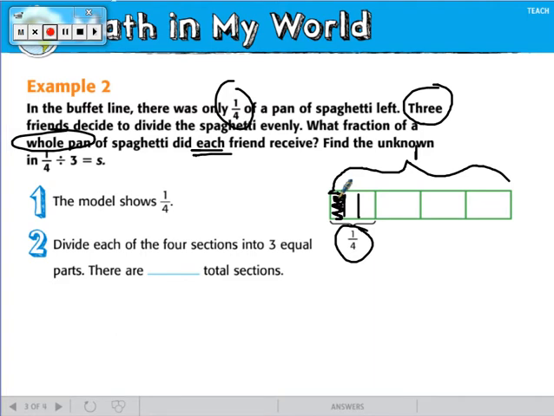Now, if I broke the quarter into thirds, what do I have to do with the other 3 quarters? Okay, so we break them into thirds. Now, how many total pieces do I have? 12. How many pieces are shaded? 1. Okay, so we divided each into 3. There are now 12 total sections, okay?